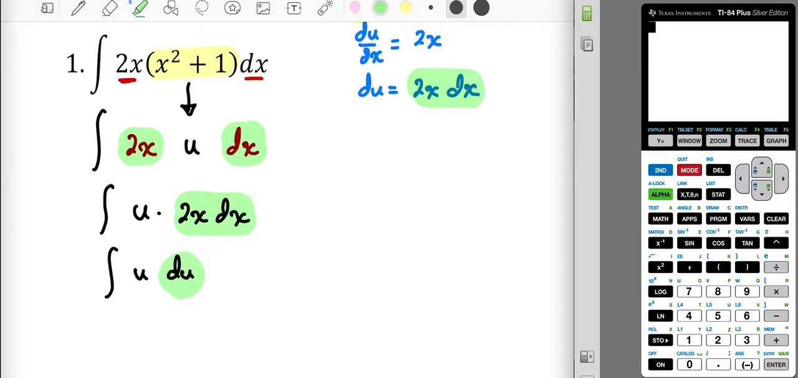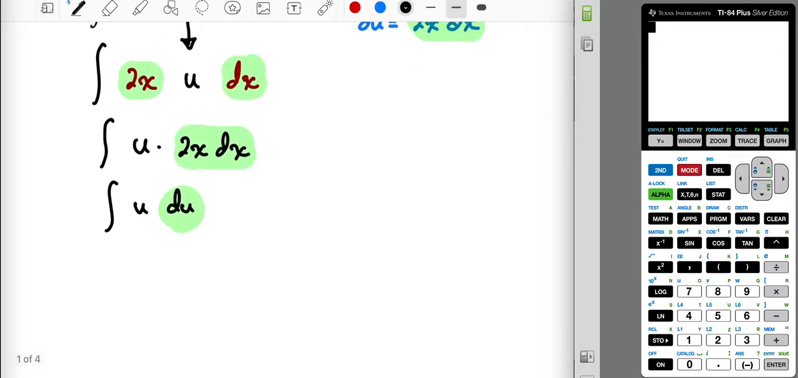So what I do is I integrate this with respect to u, because it's all exclusively in terms of u. So increase the exponent by 1, the understood exponent of 1. Increase it by 1, divide by the new exponent, tack on a plus c. Much easier to take the integral in this form than it was in the previous form. All right, so mission accomplished there.